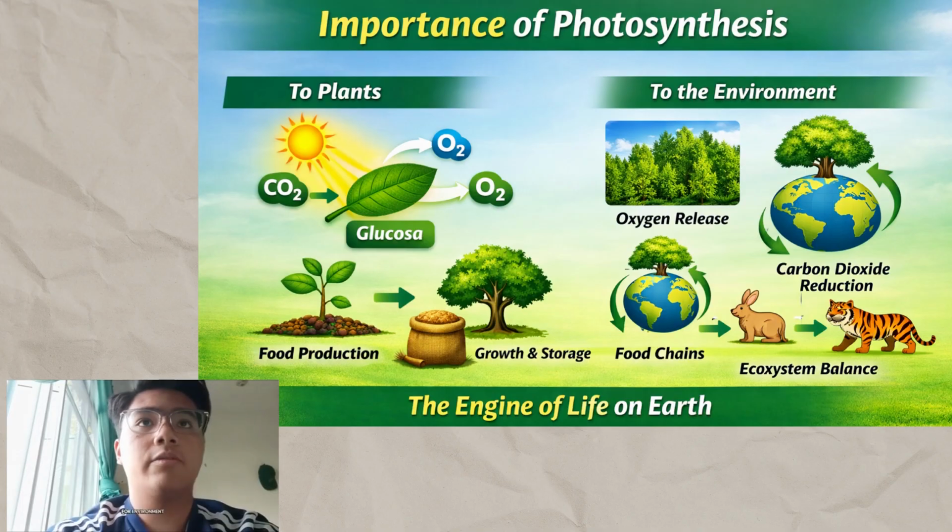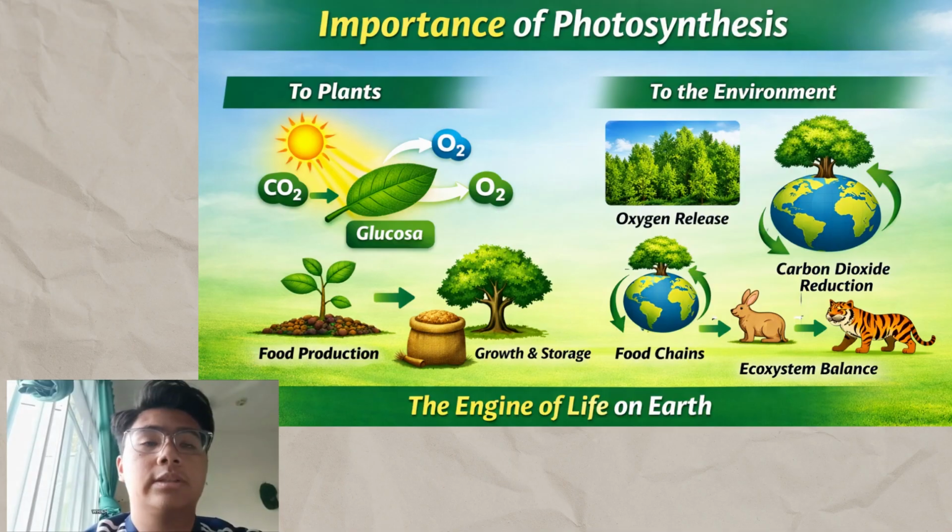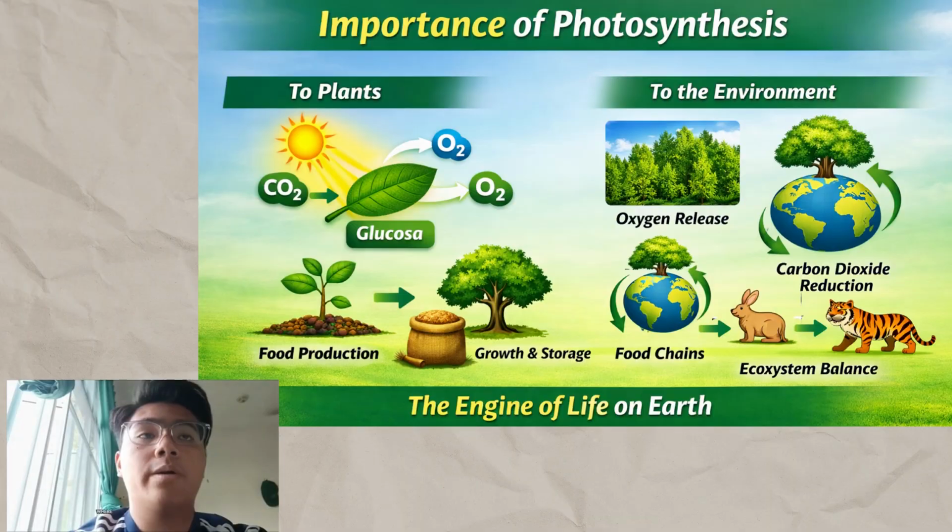For the environment, photosynthesis provides great benefit because it releases oxygen that is essential for humans and animals to breathe. At the same time, it absorbs carbon dioxide from the atmosphere, which helps regulate the global climate. In addition, photosynthesis forms the foundation of the food chain, where plants are primary producers that support herbivores and carnivores.